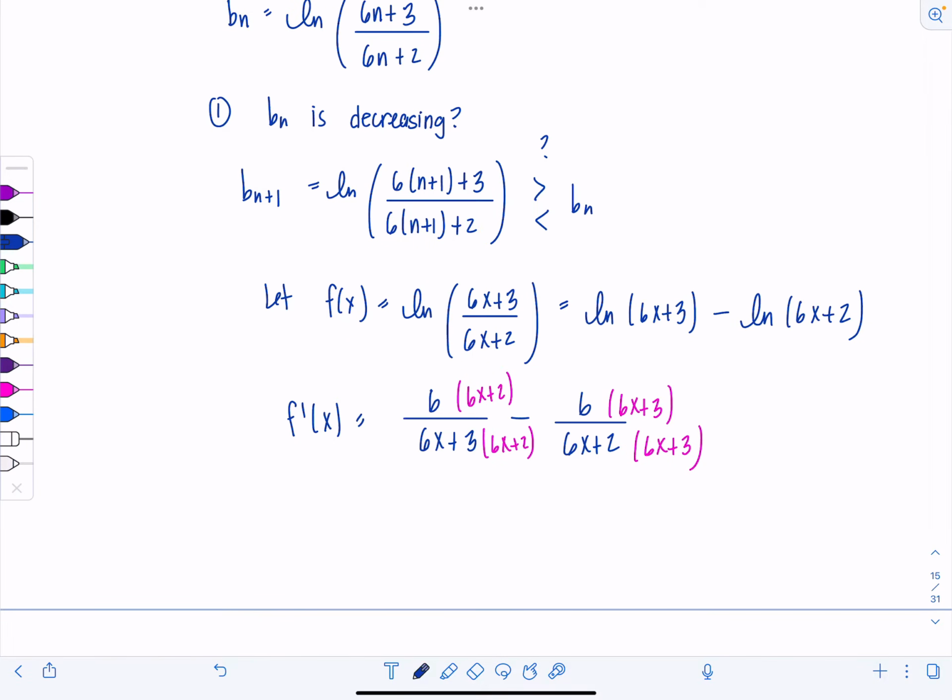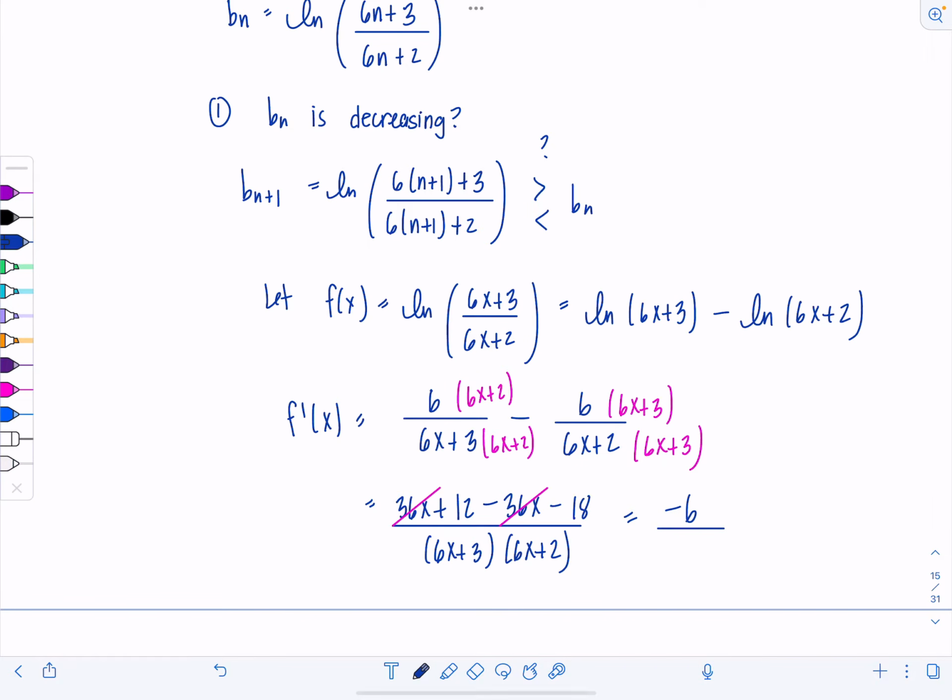So then what do we got? We got 36x plus 12 minus 36x minus 18, over 6x plus 3, 6x plus 2. And these 36x's cancel. And then I just have negative 6 over 6x plus 3 and 6x plus 2.